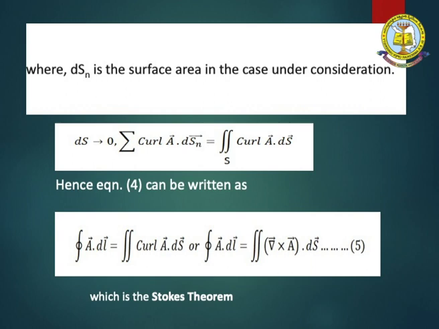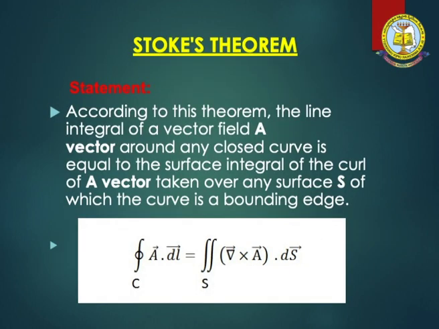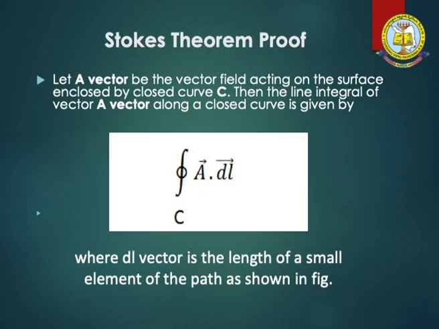You can again explain this equation simply. Stokes theorem is that the line integral of a vector around any closed curve is equal to the surface integral of the curl of the vector over the surface bounded by this curve. That is the statement of this theorem. So, this is the proof of the theorem.